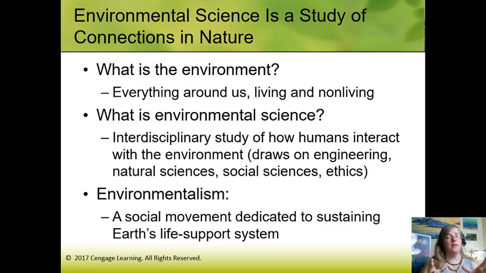There's aspects of environmental science that are sociology, psychology, biology, lots of ologies. All of these different ologies, chemistry even, all of these different sciences work together within environmental science. Environmental science pulls from just about all of these. And so they call it an interdisciplinary study of how humans interact with the environment. And so you see it draws on engineering and the natural sciences and the social sciences and even ethics.